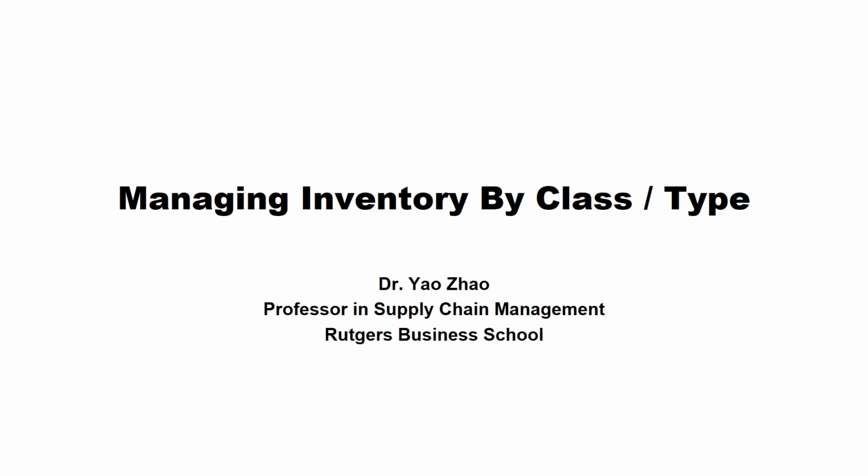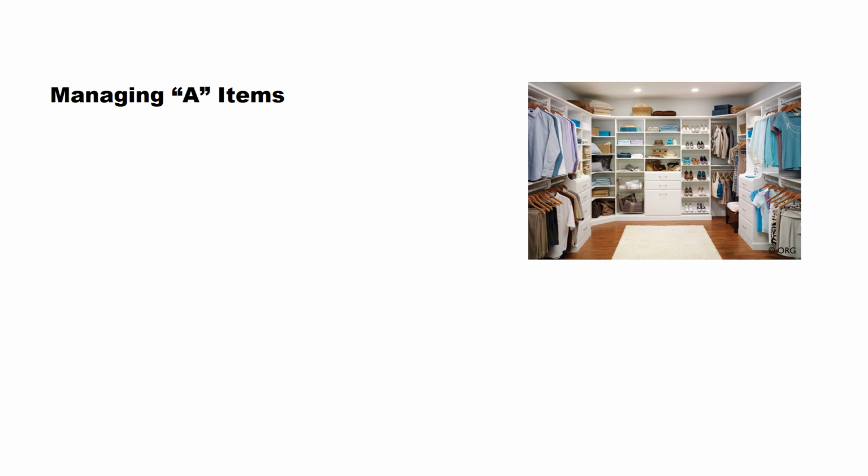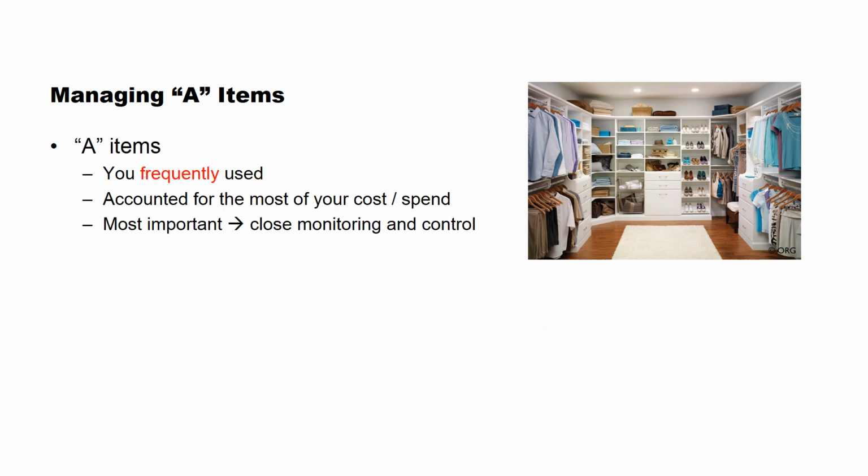In a previous video, you learned how to classify inventory. In this video, you will learn how to manage inventory by class or type. Class A items are those you frequently use, essential items that account for a majority of your spend. So they need close monitoring and control.